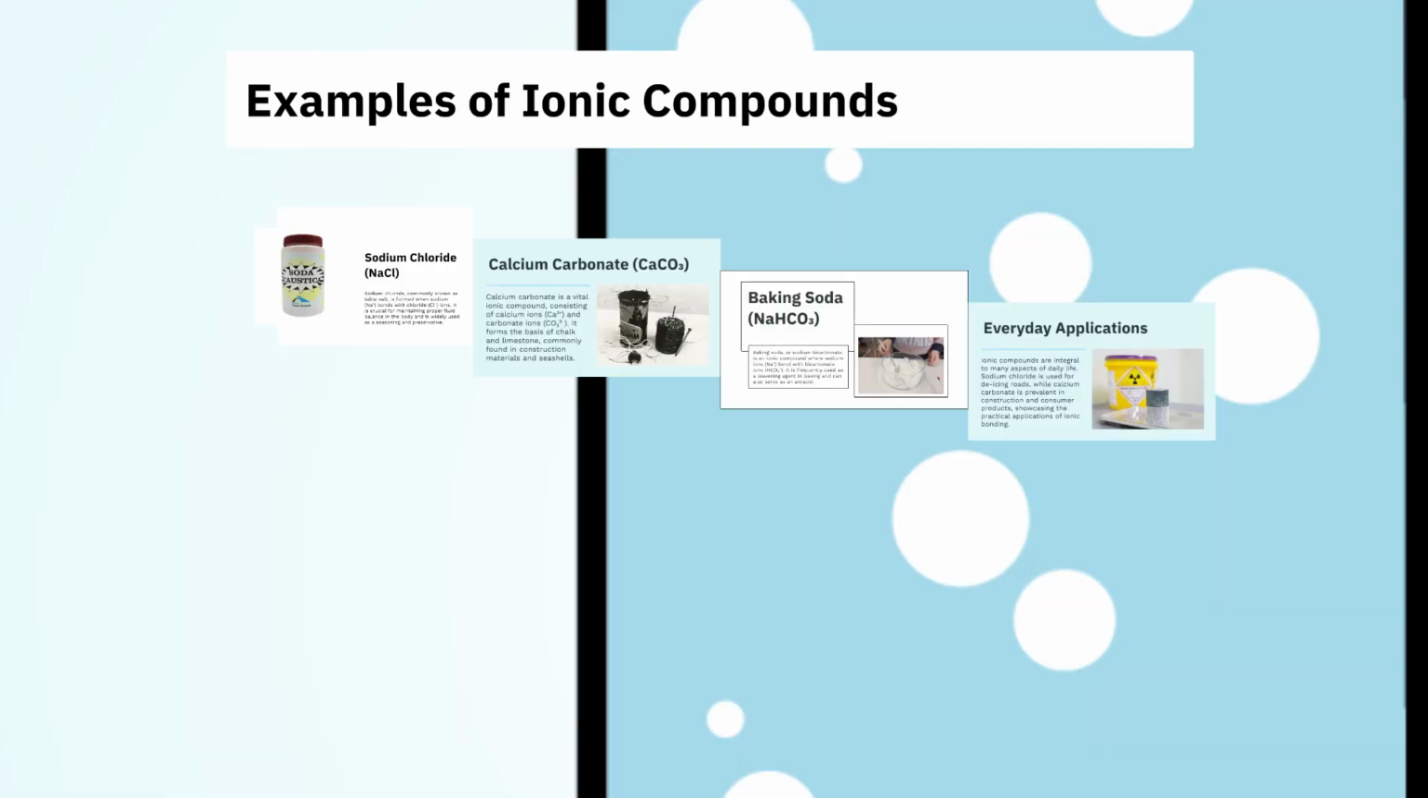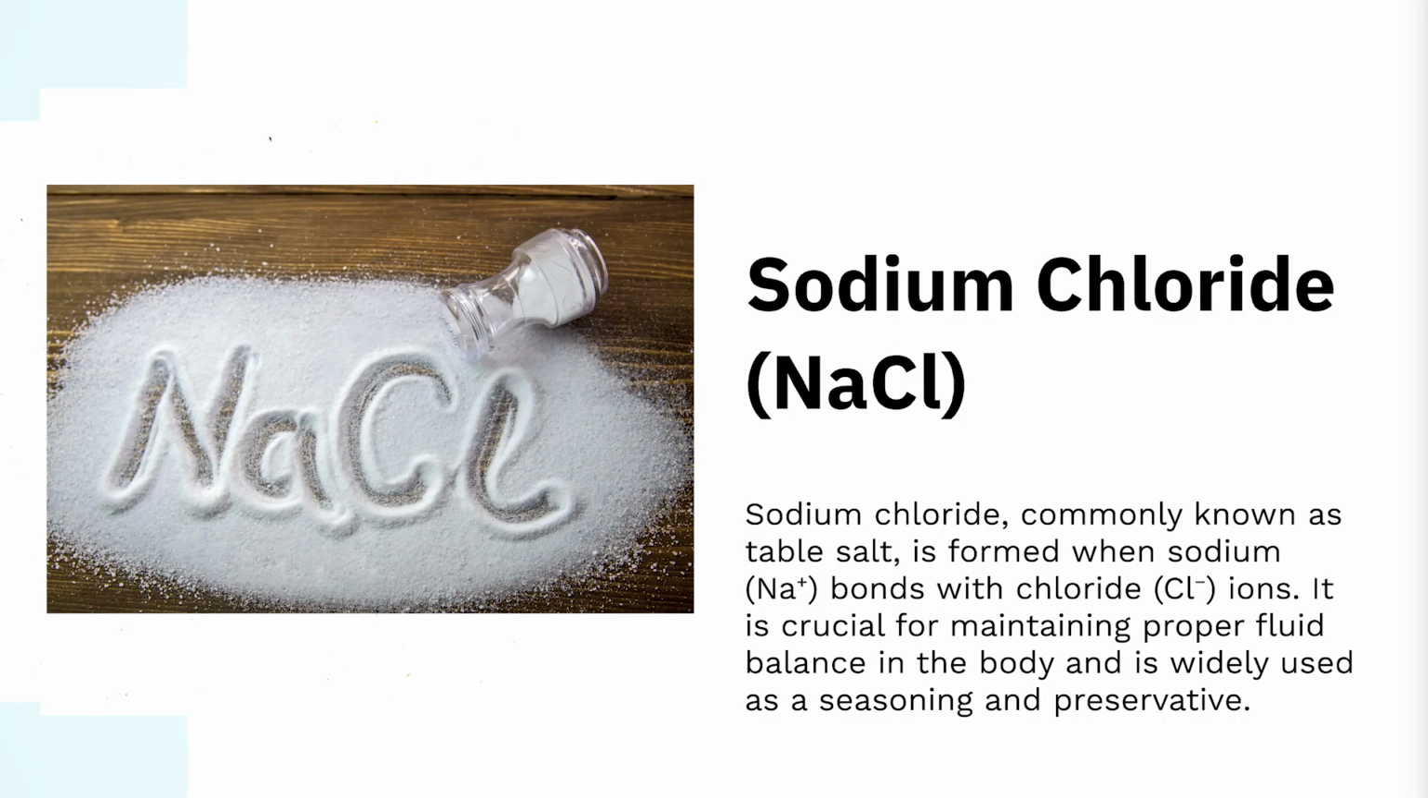So now let's take a look at the properties of ionic compounds. Ionic compounds like NaCl form crystal lattices where each positive ion is surrounded by negative ions and vice versa, creating a very stable structure. This regular arrangement gives ionic compounds some unique properties. For instance, ionic compounds are usually solid at room temperature. They have high melting points and boiling points. And when dissolved in water, they can conduct electricity. This is why salt water is a great conductor of electric current.